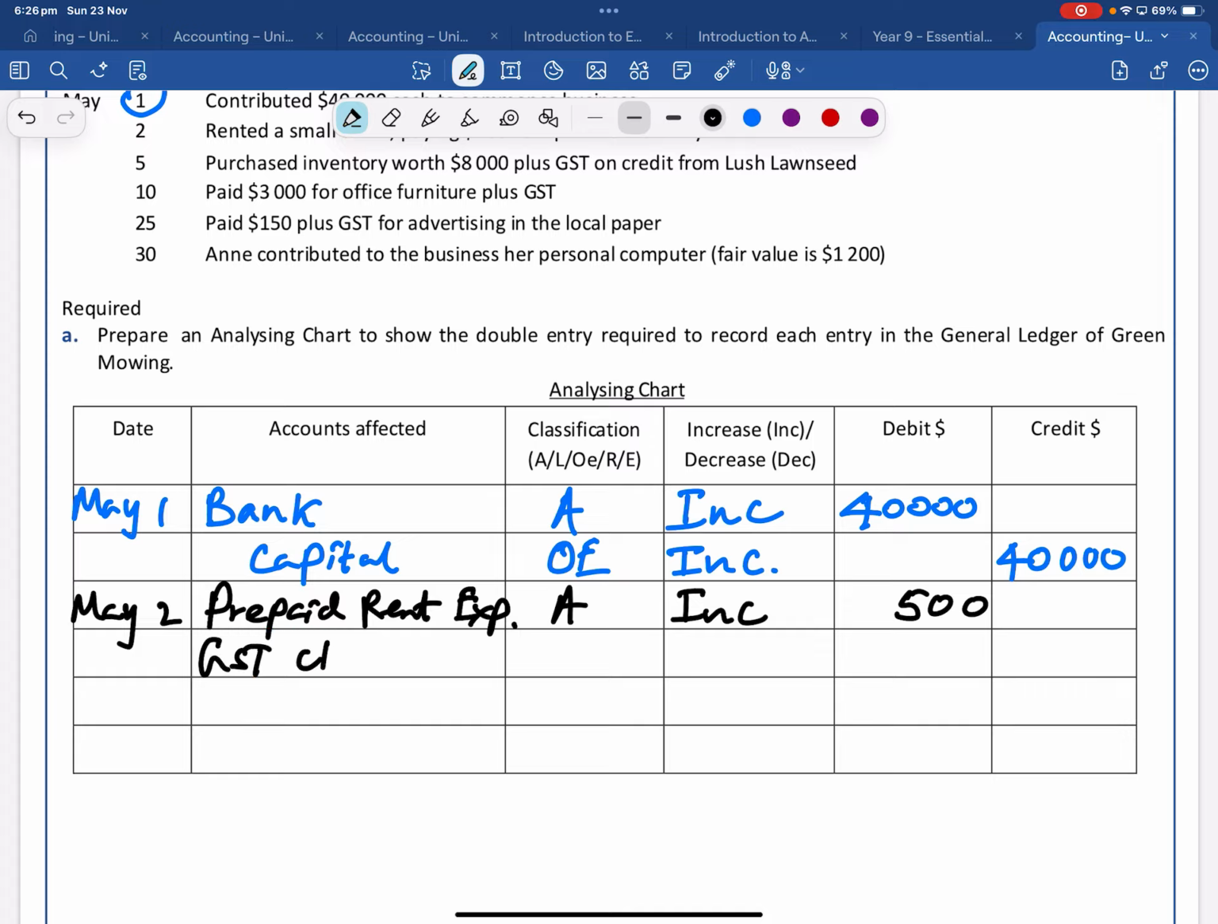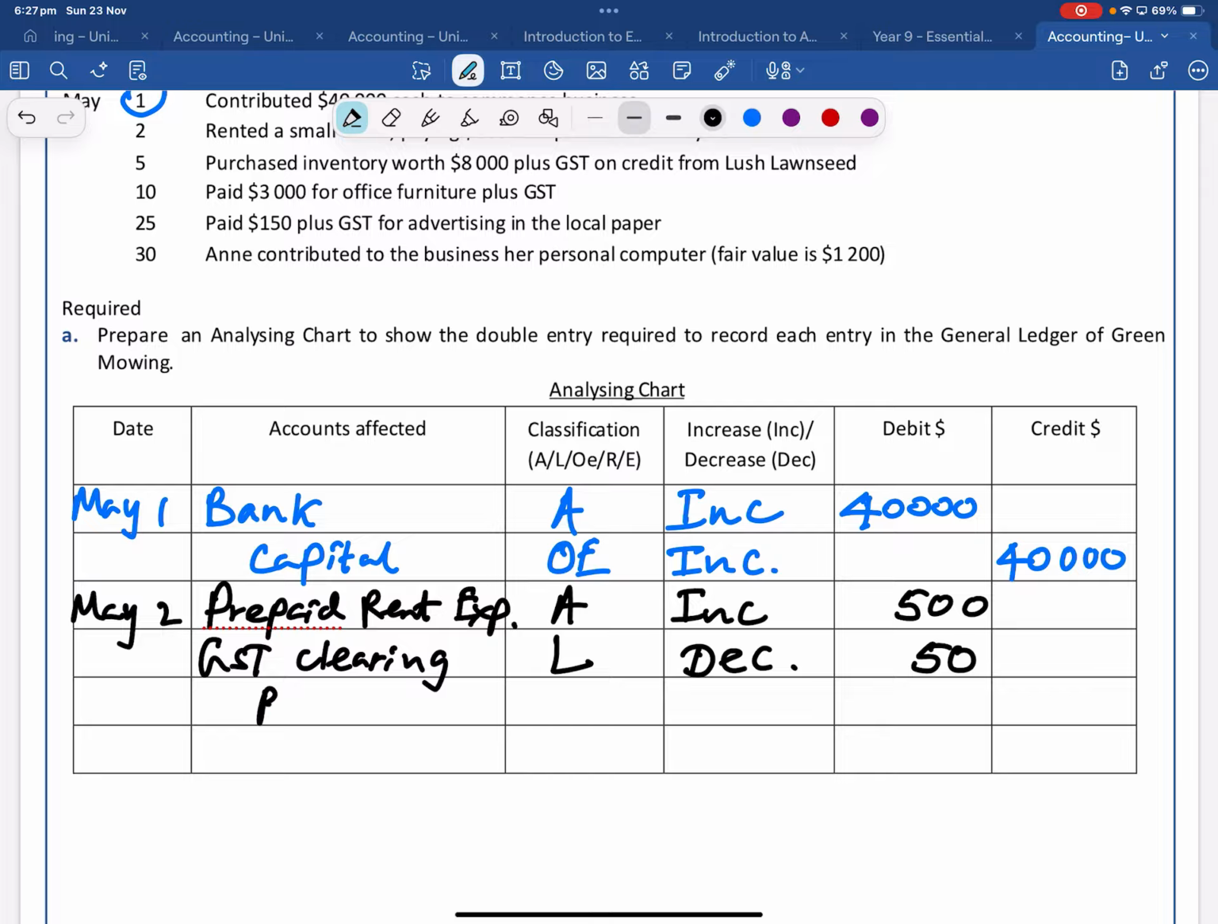GST clearing. What is it, guys? GST clearing, is it an asset? What did I say in the previous question? GST is always treated as a liability. Okay, we'll write liability. So what happens to the liability then? Decrease. How much? 50. Debit or credit? Debit. Why is it, Harry? Liability decreases. Debit. Good. Good memory.